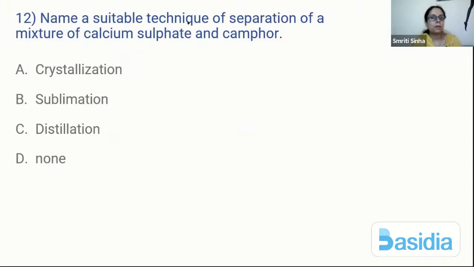Next, name a suitable technique for separation of a mixture of calcium sulfate and camphor. If you want to separate calcium sulfate and camphor, which technique will you use? You know that camphor is a sublimable compound. If you keep a camphor bottle open, after 2 to 3 days you won't be able to see a single piece of camphor in it because it sublimates into the environment as gas. So remember, for a mixture with a sublimable compound and a non-sublimable compound that you want to separate, use the sublimation technique. This is the trick.